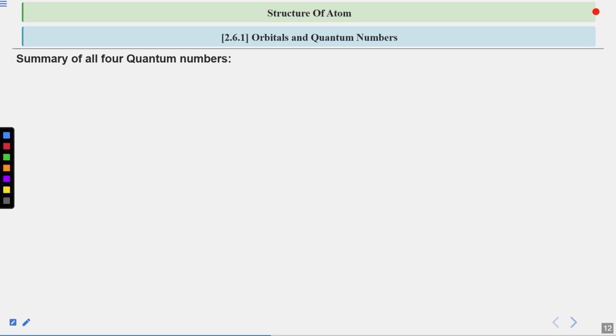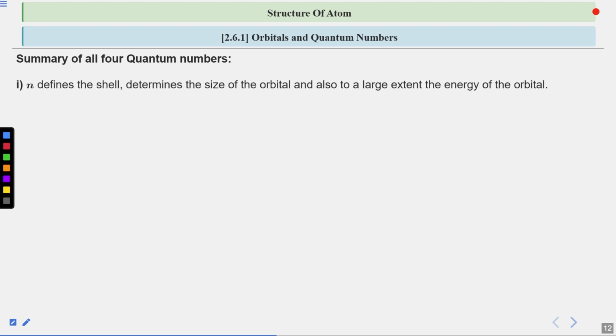Now I will try to summarize all of these 4 quantum numbers one by one. These are the important points. First, what does n tell us? It tells us about the energy of the orbital, and also the size of the orbital. If the n value increases, the size will increase and the energy will also increase.